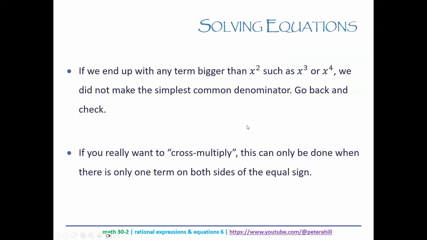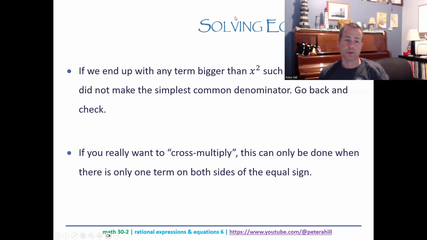If we end up with any term bigger than x squared, such as an x cubed or an x to the 4, probably what happened there is you didn't make the simplest common denominator, right? We want that common denominator to be as small as possible. So just go back and check your work, okay? And if you really want to cross multiply, this can only be done when there's only one term on both sides of the equal sign. So when you have a fraction equals a fraction, that's the only time you have permission to talk cross multiplication, okay?